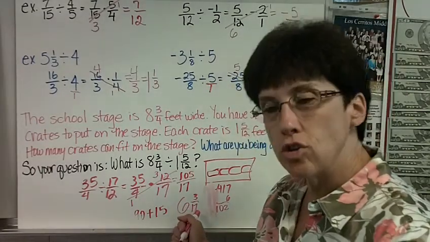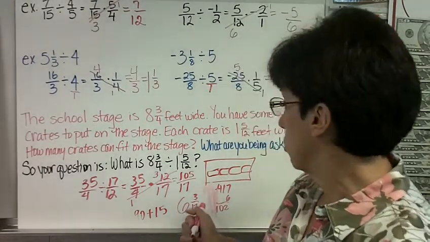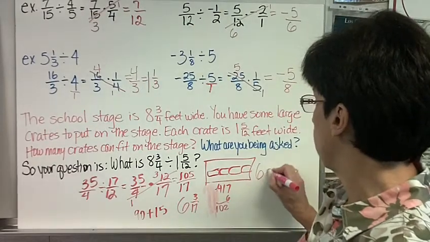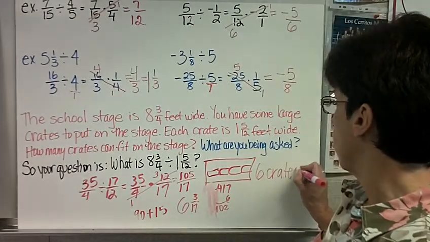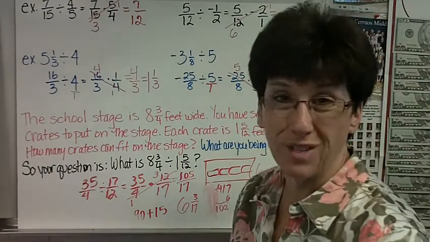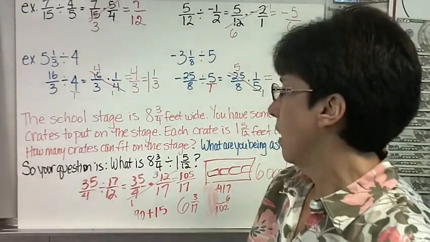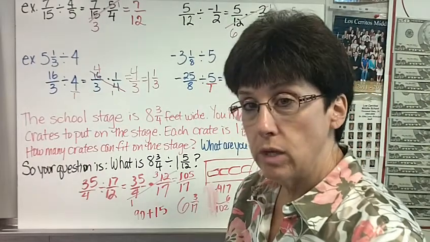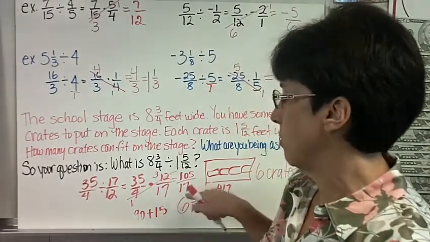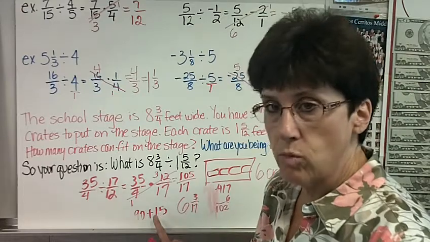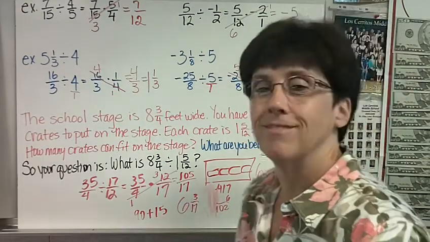But do we have partial crates? No. So the answer is 6 crates, and we'll have a little bit of space left over, 3/17 of a foot. All right, so word problems really aren't that bad. I know this was a little bit messy. The biggest problem with word problems is just figuring out what they're doing. That's it.